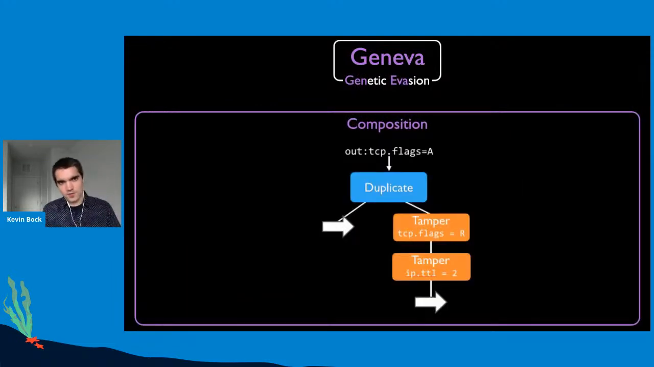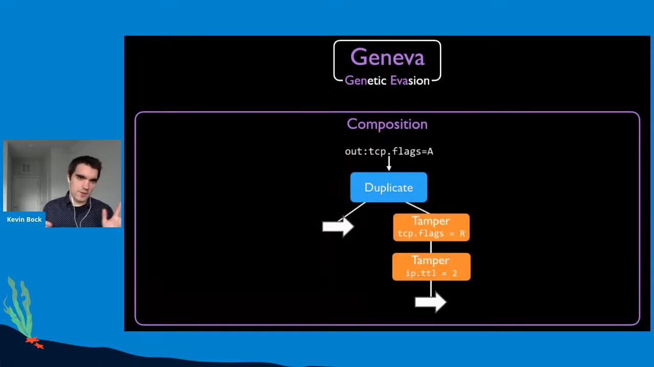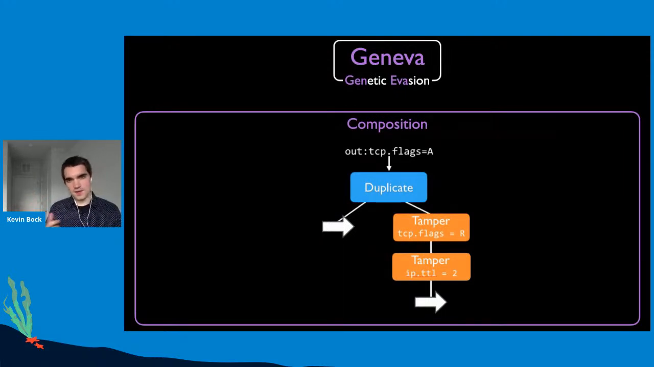So here's an example of one Geneva strategy. We have a duplicate up here, and then there's two actions to the right of it, and these are two tampers. The last thing I'll talk to at the very top of this: every action tree has a trigger, and this is something that tells Geneva when to run this action tree. So this trigger specifically says if there is an outbound packet and the TCP flags is ACK, we should pull that packet into the tree. We'll duplicate it so we get two copies. To the left side, we don't do anything to it, we just send it. And then to the right side, we tamper it to make it a reset packet. We lower the TTL with IP TTL equals 2, and then we send it.